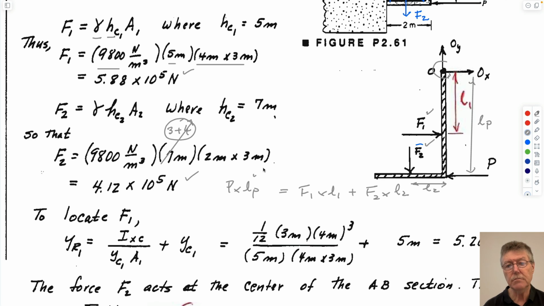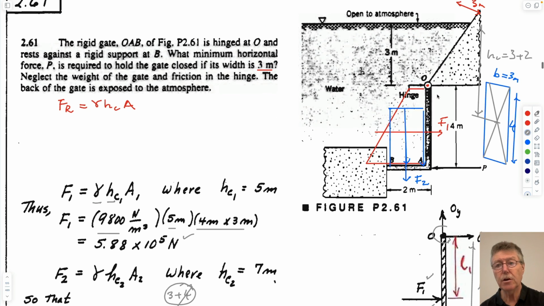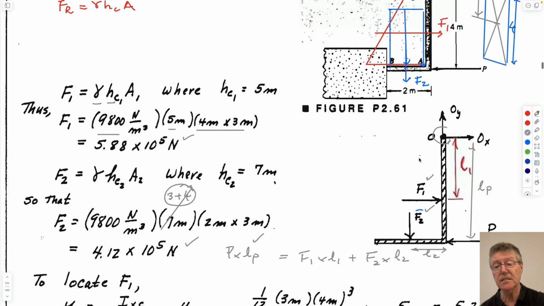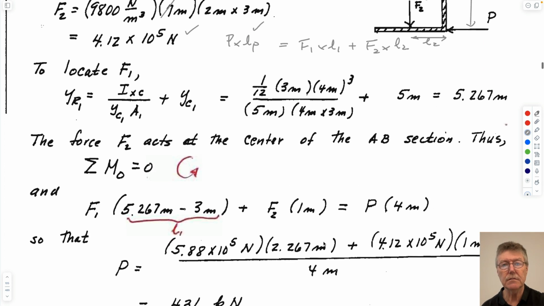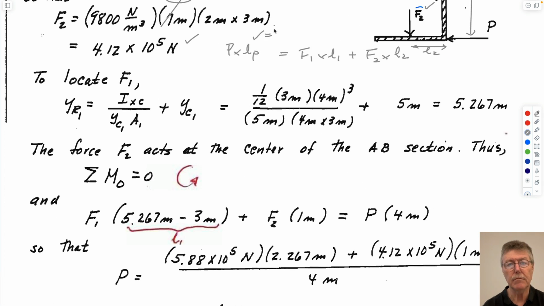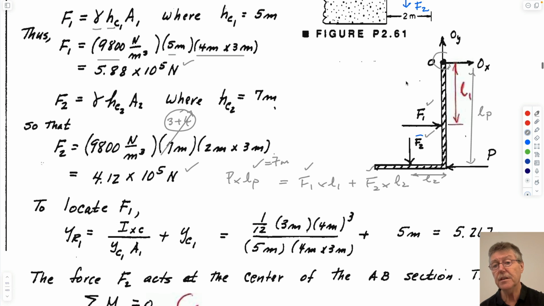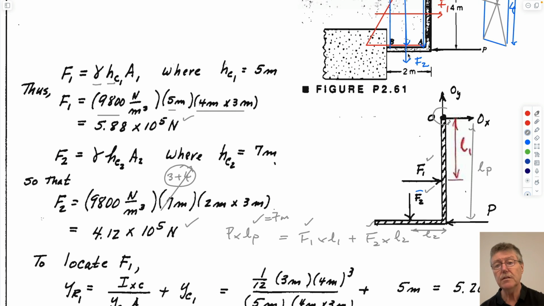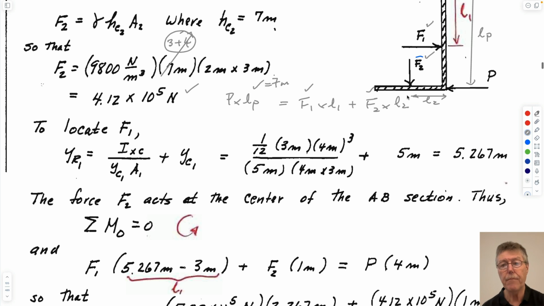So we know this. This is going to be the total depth, so it's 3 plus 4, that's 7. We know the force. We know the force. We know L2 because it's going to be in the middle of this plate from what we've just said, so L2 is equal to 1 meter. And so the only thing we've got to calculate is this, and once we've calculated this, we have enough to know the one variable in the equation.